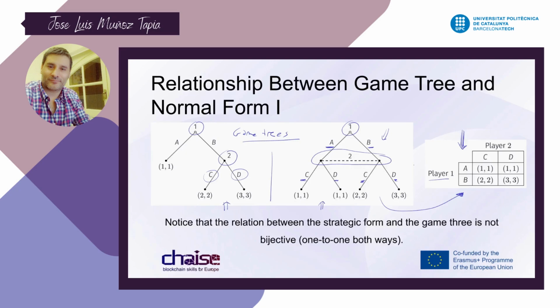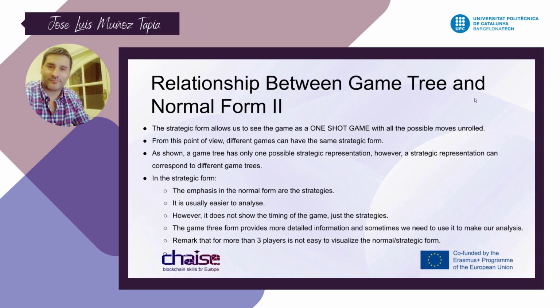So the strategic form is compressing a little bit of information, and different game trees, as you see here, go to the same strategic representation, because in the strategic representation we don't have information about, for example, whether player 2 takes the decision with or without knowing what player 1 did. This information is not present in the strategic representation, or this table here. So yeah, this is what I wanted to say.